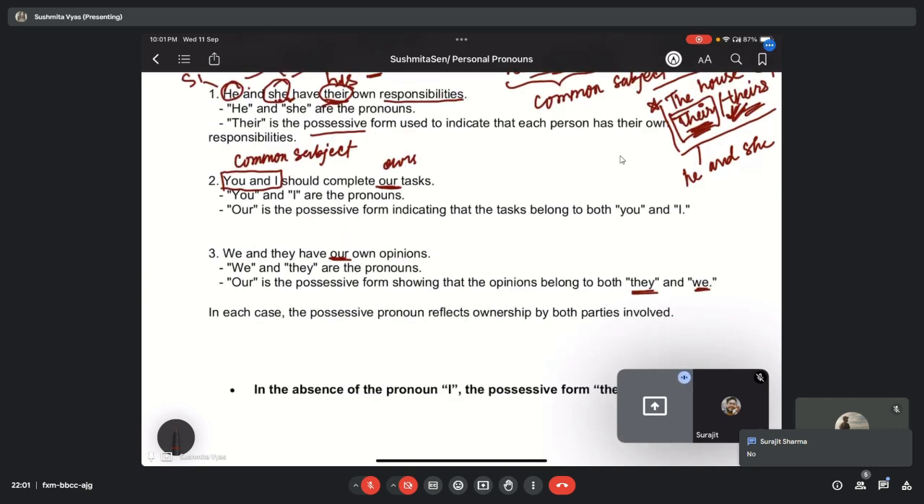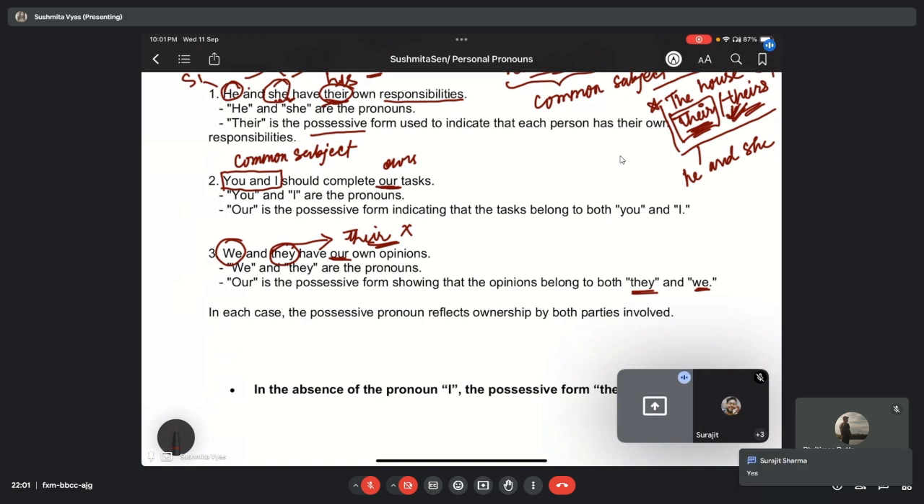See, we and they have our own opinions. We cannot write we and they have their own opinion. Na? Their to matlab then I am only talking about they. Am I talking about we? हमारे और उनके अलग अलग opinions है. So if I write the sentence we and they have their own opinions, it will be an incorrect sentence, na?